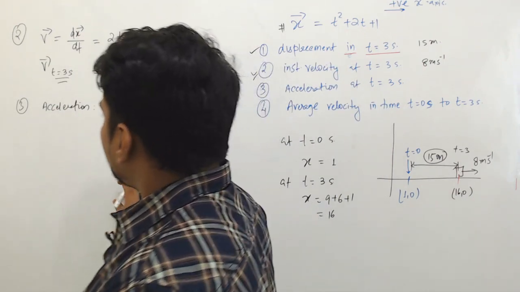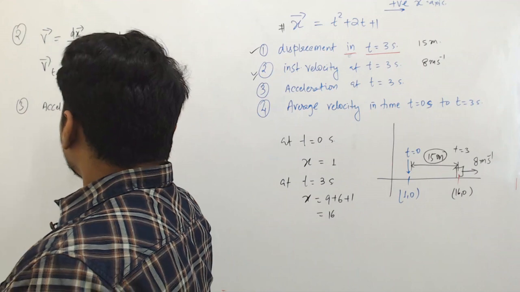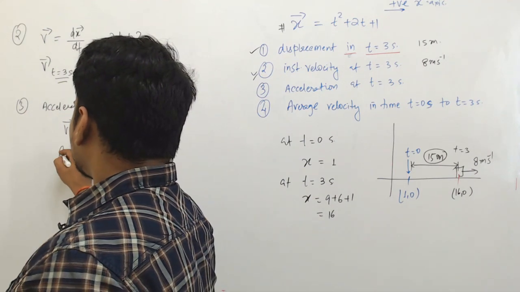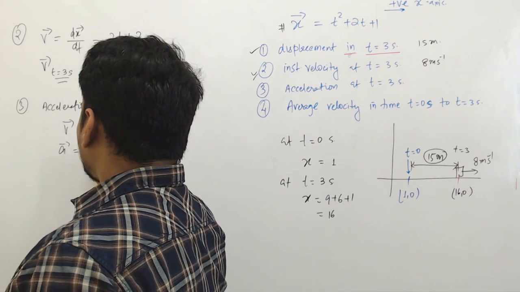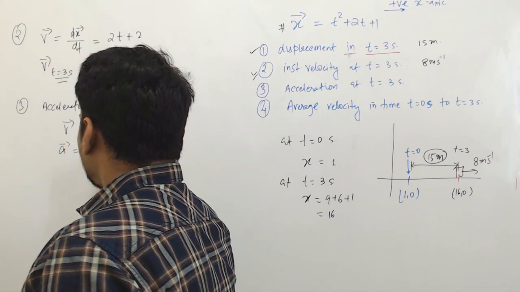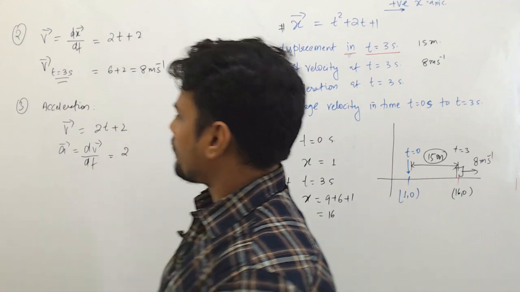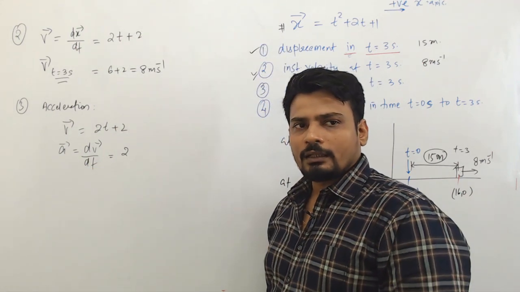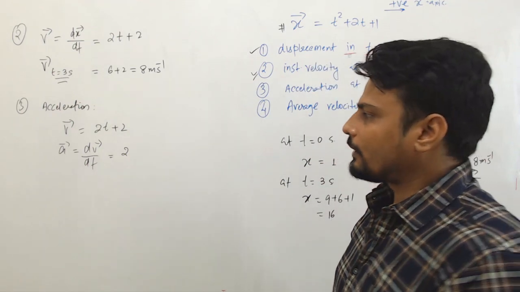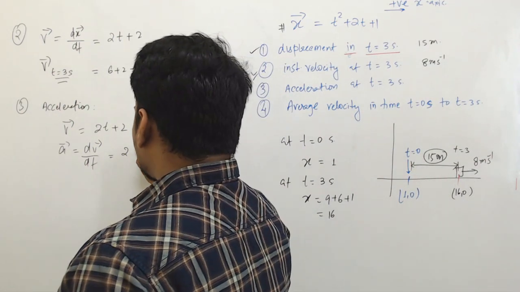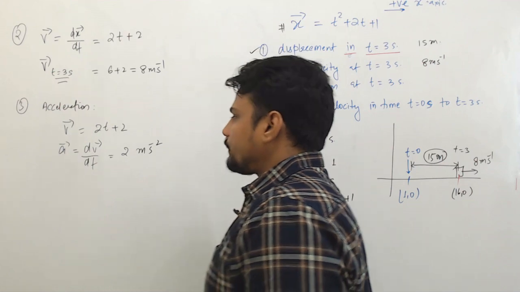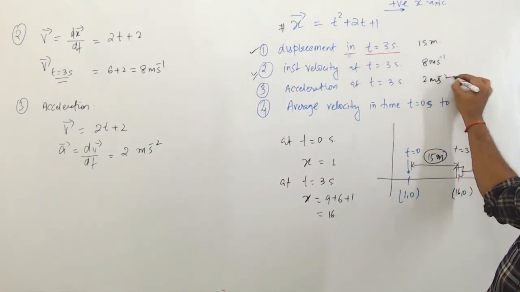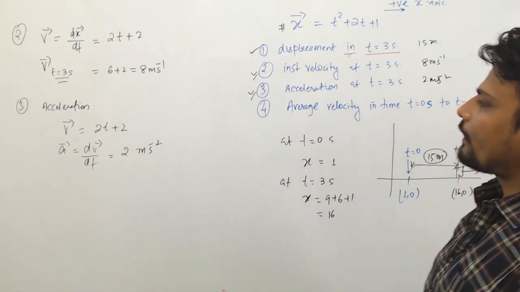Okay, so first of all, we know that velocity is given as 2t plus 2. So the acceleration, we know, is instantaneous dv upon dt. That should be 2. This acceleration is independent of the time, which means the body is moving with a constant acceleration. So the acceleration at time t equal to 3 seconds should be 2 meter per second square. So the answer for this question is 2 meter per second square.